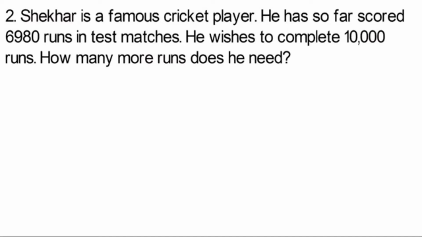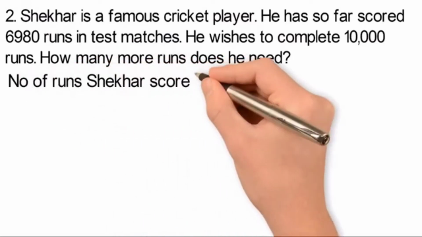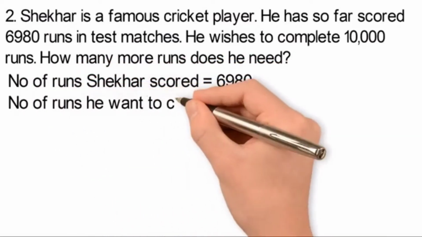Let us read this example once and understand what is given. Shekhar is a famous cricket player. The same example I've taught you in the previous class. He has so far scored 6,980 runs, उन्होंने बना लिया है. He wishes to complete 10,000. उसे 10,000 complete करना है. 6,980 से 10,000 तक पहुँचना है. How many more runs? Of course 6,980 से आगे बढ़ना है तो runs ज़्यादा लगेगी कि कम. ठीक है, तो फिर let us start with the solution.